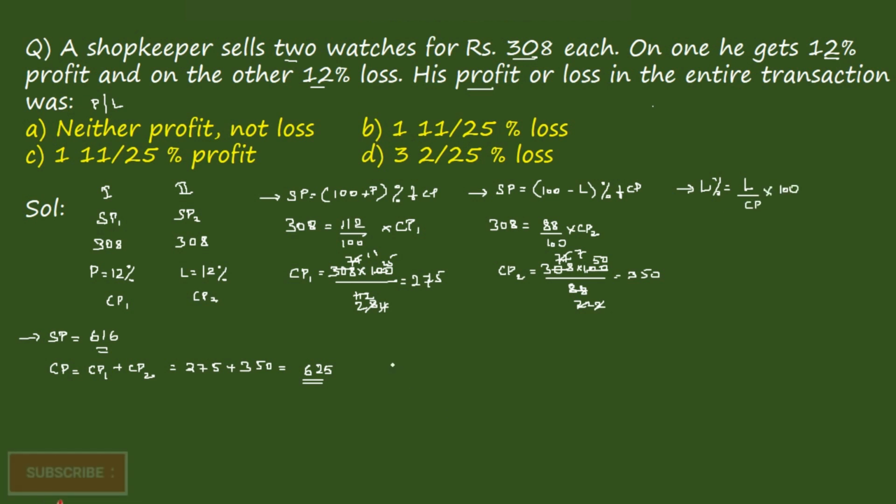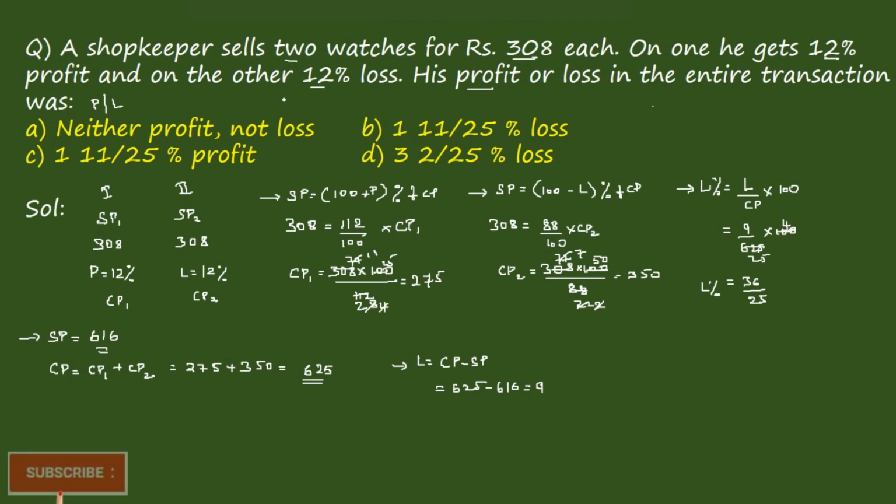What is the loss we get? Loss is equal to nothing but cost price minus selling price, which is equal to 625 minus 616, which is equal to 9, right? So it becomes 9 by 625 into 100, right? 25 it goes by 25, it goes by 4, which is equal to 36 by 25. It is the loss percentage, right?